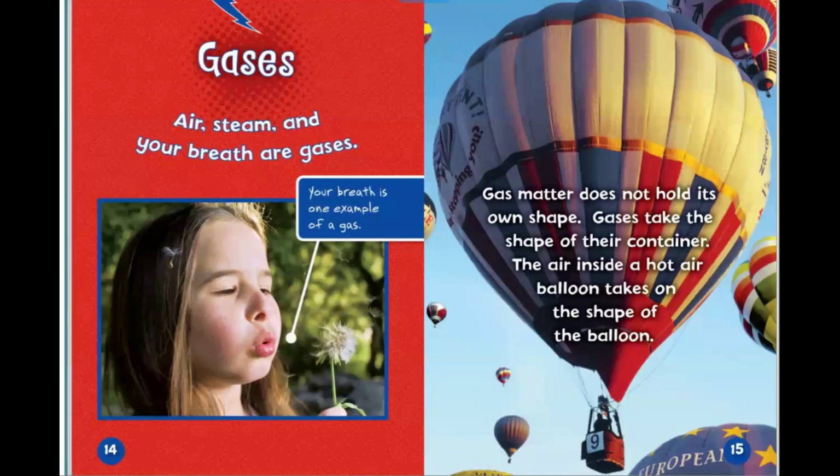Gases. Air, steam, and your breath are gases. Your breath is one example of a gas. Gas matter does not hold its own shape. Gases take the shape of their container. The air inside a hot air balloon takes on the shape of the balloon.